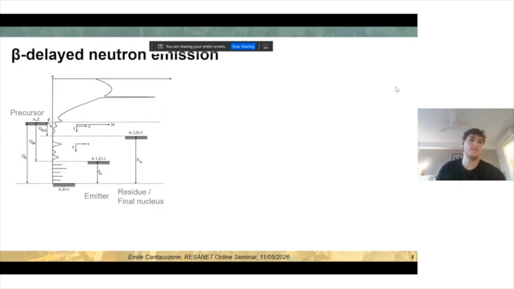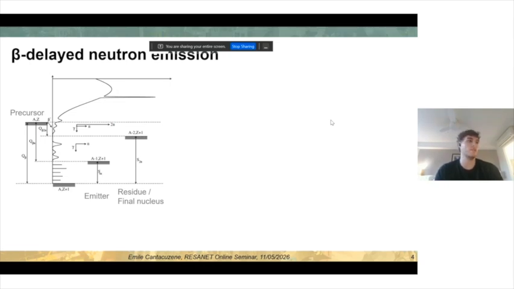So what is beta-delayed neutron emission? This is the process where you have a neutron-rich nucleus, which we call the precursor, which will undergo beta-decay. So a neutron will become a proton, and there's the emission of a beta particle, which is an electron, and an antineutrino. And so after this process, you're left with a new nucleus called the emitter nucleus, which is in an excited state. And if the excited state is high enough in energy, above a certain energy threshold, which we call Sn, then this emitter nucleus can decay via different channels, and in particular via the neutron emission channel.